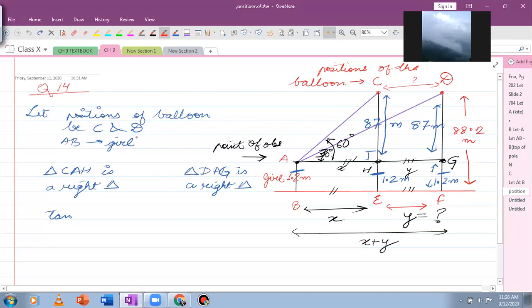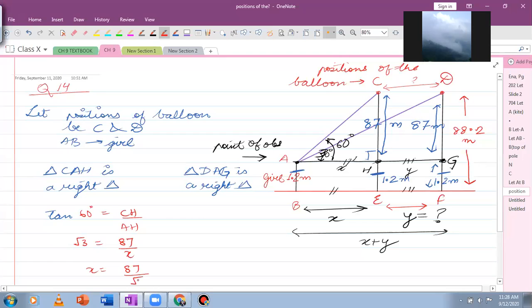In triangle CAH, we are taking the smaller triangle. I have taken the base as X. This is the distance of the girl from the position of the balloon. So tan 60 degrees will be equal to CH over AH. So tan 60 is root 3, CH is 87, and AH is X. So from here you can find out the value of X.